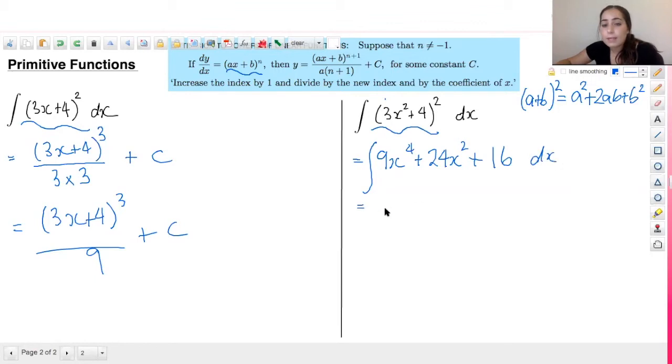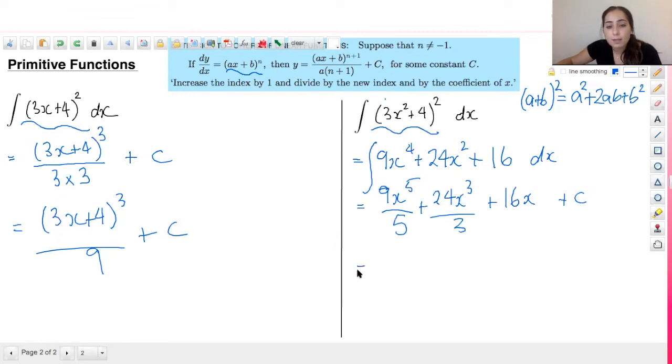Now that we've expanded it, we can integrate each one of these separately. So we follow through with the normal integration process. So we add 1 to the power. So 4 plus 1 is 5. So this becomes 9x to the 5, and we divide by the new power. We do the same thing here. So we have 24x to the power of 3 over 3 plus 16x, and then we plus c. And I'm just going to simplify this expression because 24 over 3 is 8. So we get 8x cubed plus 16x plus c.